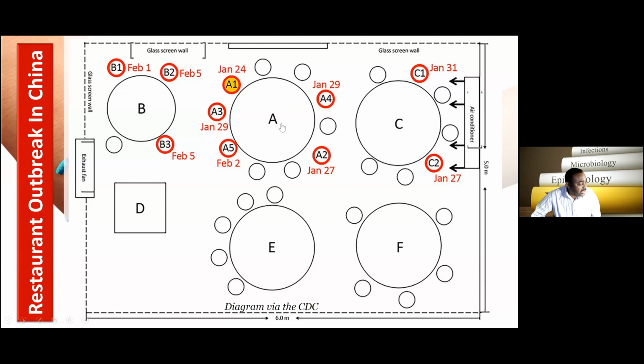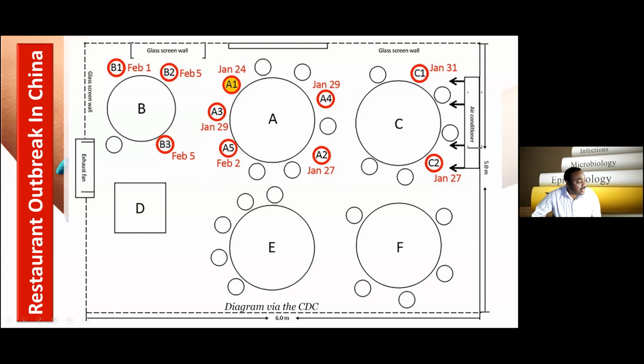They sat there to eat in this restaurant. And by the time they were done and left, this one person had infected another 4 people at her table, right? However, she also infected 3 people at this table and 2 people at this table.